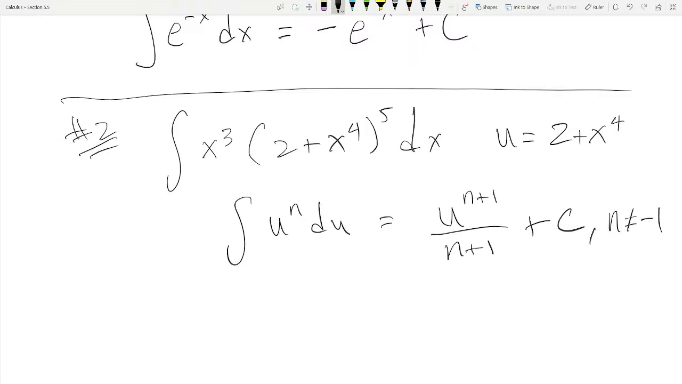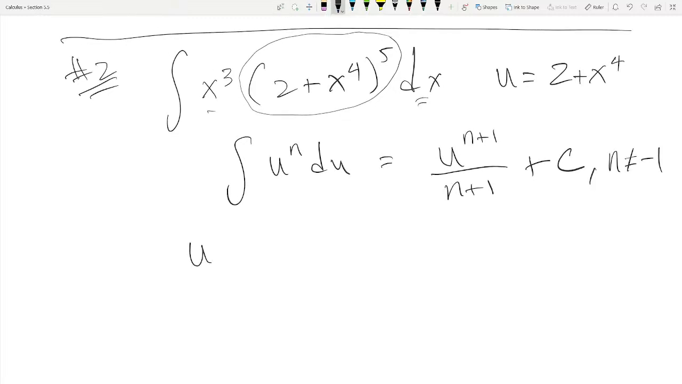Okay, so the idea here is you're supposed to look at this and say, oh, I'm really good when it's u to the fifth. And I know there's this other stuff here, the x cubed and the dx. I know there's that, but I'm not worried about that. What I'm thinking to myself is I'm really good at something like u to the fifth. So let's just see if we can get it into that form by setting u equal to 2 plus x to the fourth. And that's what they've suggested.